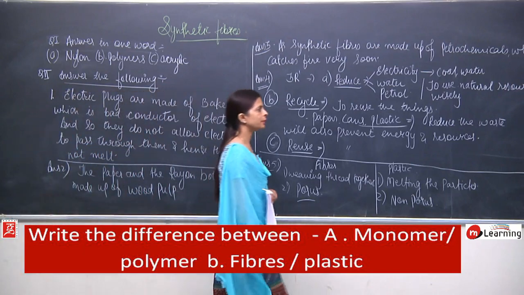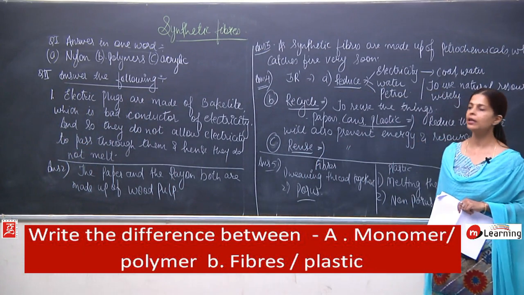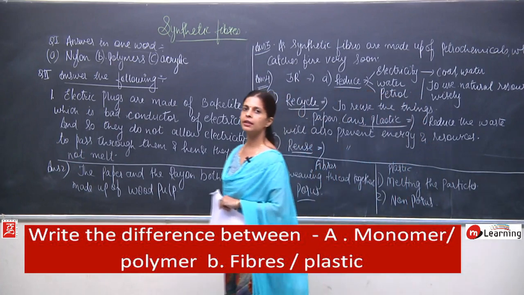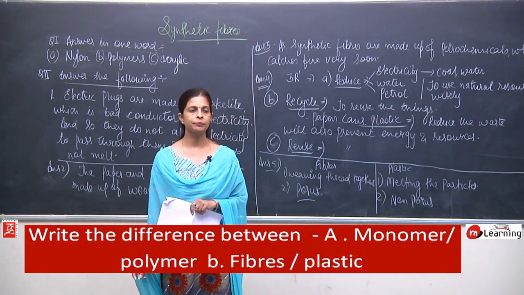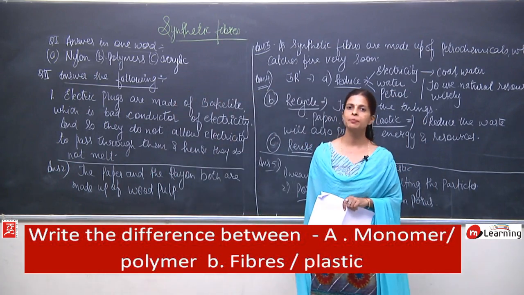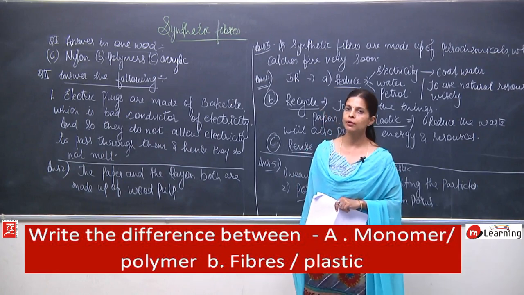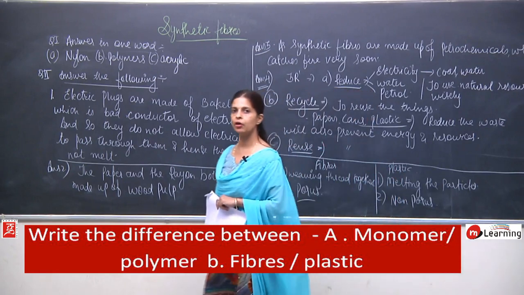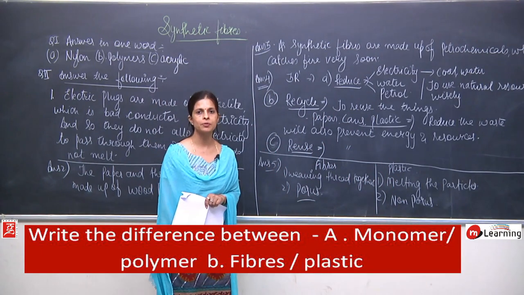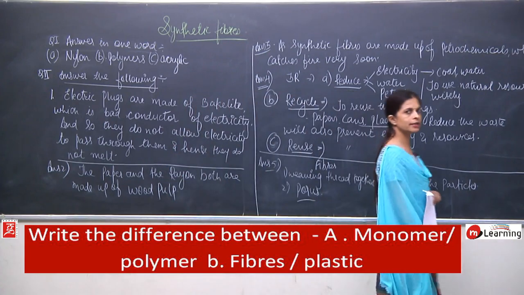So first of all, the difference is in how they are made. They are made in different ways. The plastics are made by melting the particles, but the fibers are made by weaving. And definitely the fibers have a porous structure. They are good absorbents, depending upon the raw materials they are made from. But plastic is non-porous, it won't absorb. So this is answer number 5, and now we'll move to the next question.